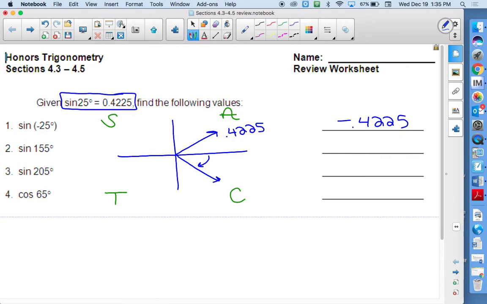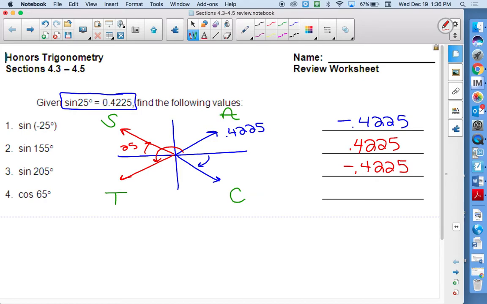Number 2 says the sine of 155 degrees. Well, 155 degrees is in the second quadrant. Sine is positive in the second quadrant. So it's 0.4225. Those are reference angles. So this angle right here is 25 degrees to get us to 155. That's why the value is the same. And then for 205, well, 205 is right here in the third quadrant, and sine again is y. So that's why you have a negative 0.4225.